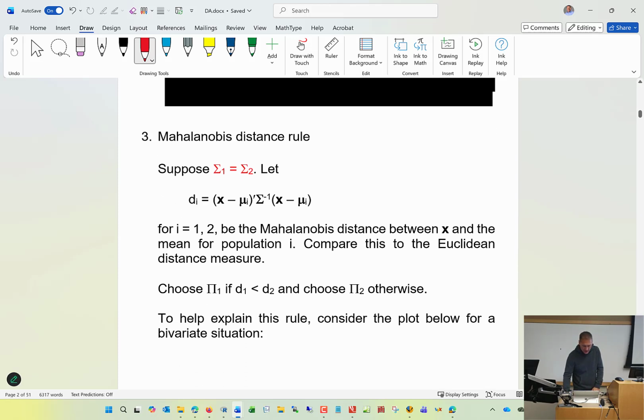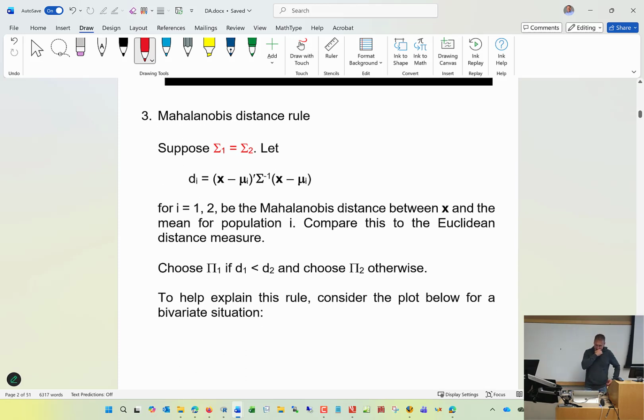Instead, we're going to focus on rule 3 and 4. This 3 one is called Mahalanobis distance rule. Mahalanobis is a particular person. He's a famous Indian statistician, and he has some things named after him in statistics, and including this one here. This is how it works. Again, assume the covariance matrices are equal to one another, and so you could just call it sigma as the covariance matrix that we have.